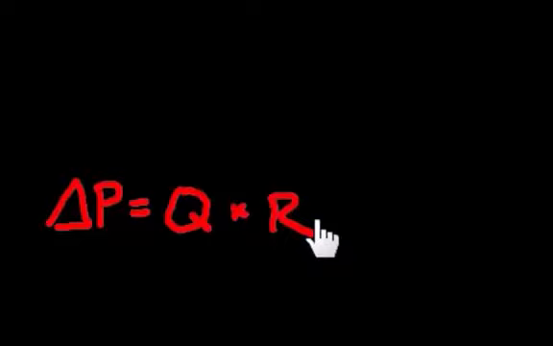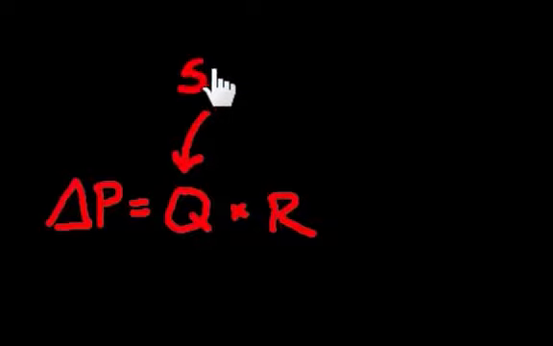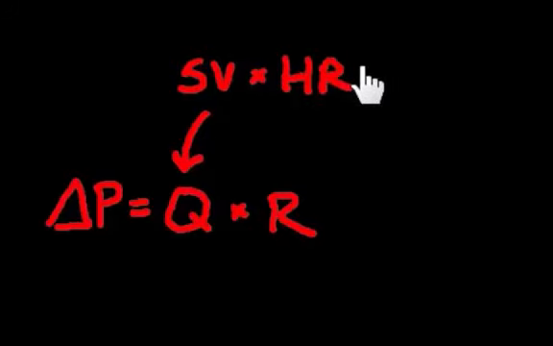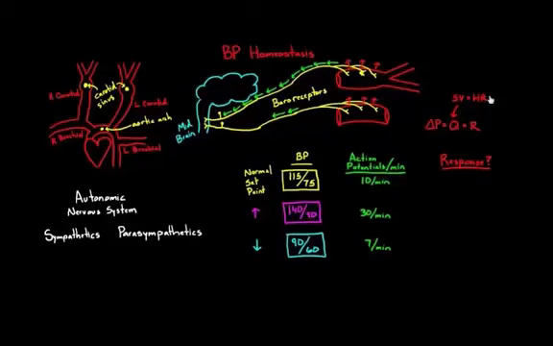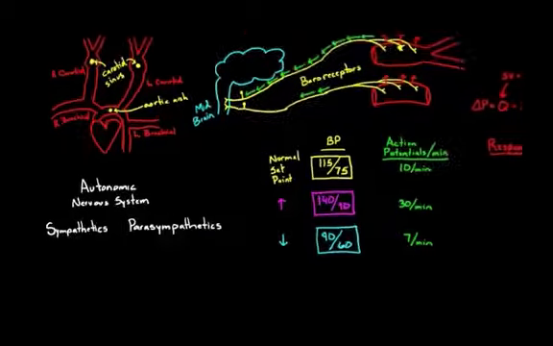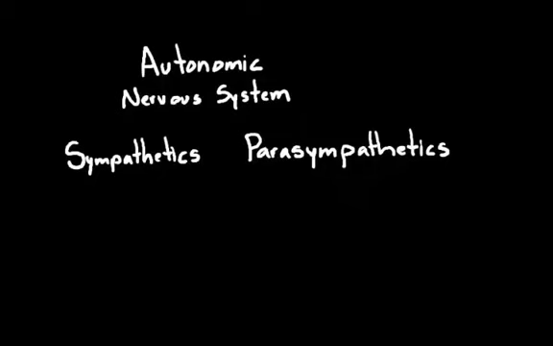And additionally, I want you to remember that flow, this one right here, is going to be related to stroke volume times heart rate. So if I can do anything, if my body can do anything to raise the stroke volume or the heart rate or the resistance, then my pressure will go up. And vice versa, if I can drop the stroke volume or heart rate or resistance, then my pressure will go down. Okay, so what the sympathetics do is they have an effect on the heart and the vessel.